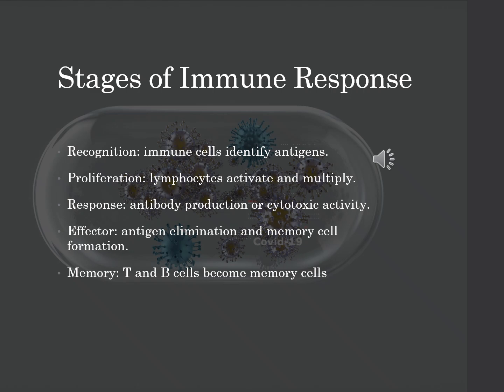Now we have our memory stage. This is where our B cells and some T cells become memory cells, so that if that same antigen returns, that immune system is faster and stronger. They're ready for that attack because they're used to whatever antigen came into the body. So this is how our immune system responds to antigens outside of the body and develops an immune response for future attacks.